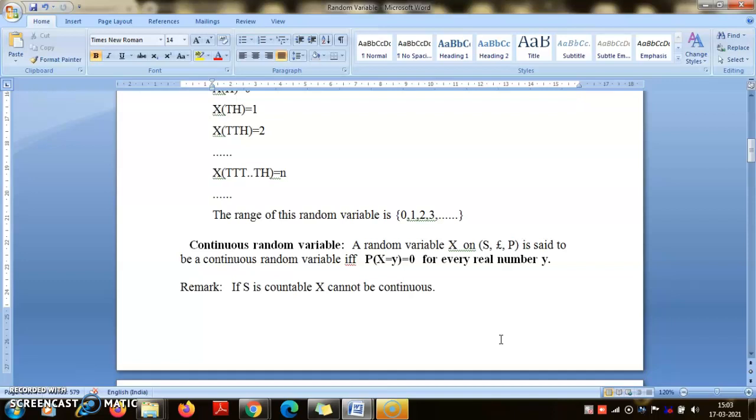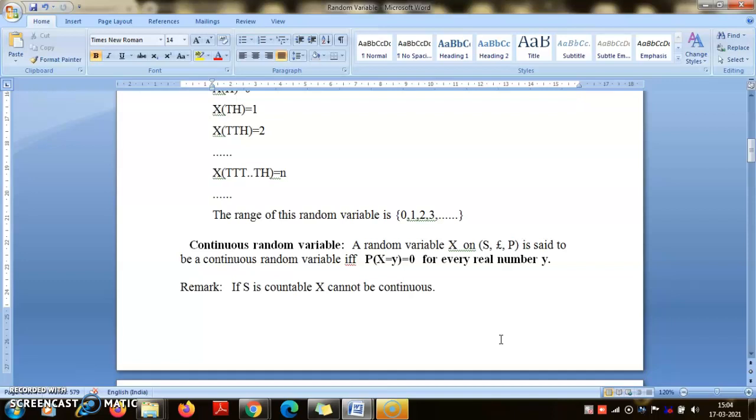But as of now, let us learn that I say a random variable is continuous when probability X equal to y is 0 for every number y. Now those of you who have done some advanced math can probably relate this concept to the concept of length. If I give you a piece of wire, you can measure the length. Similarly in maths there is a concept of an interval.